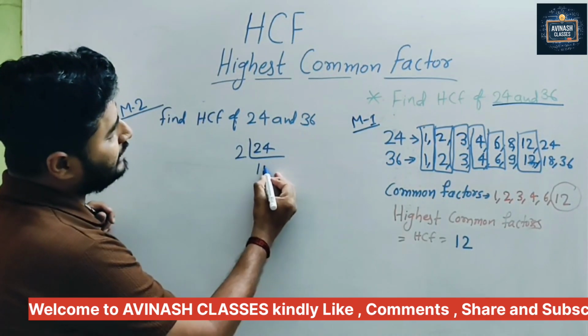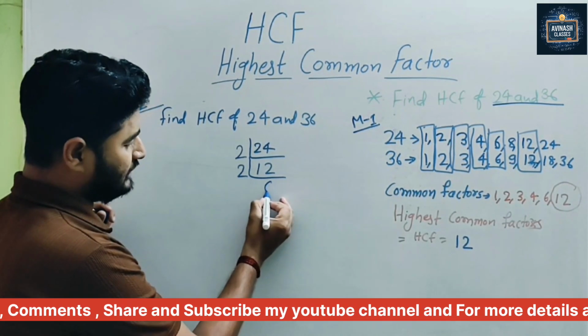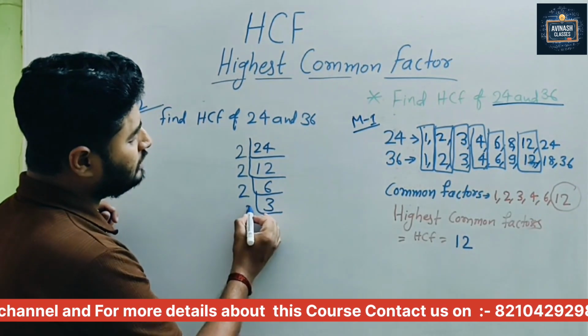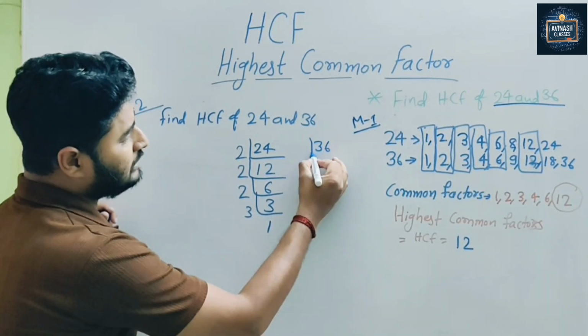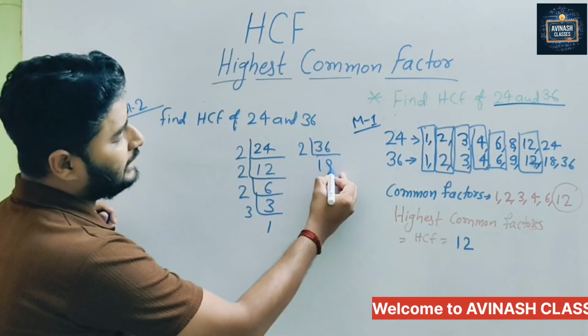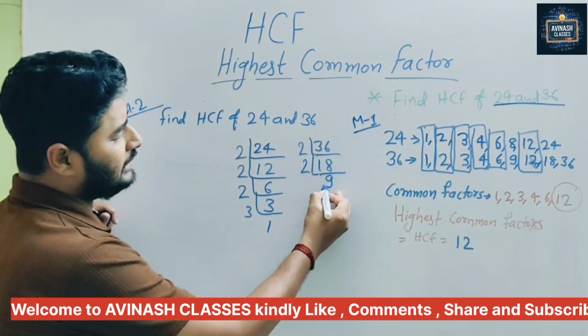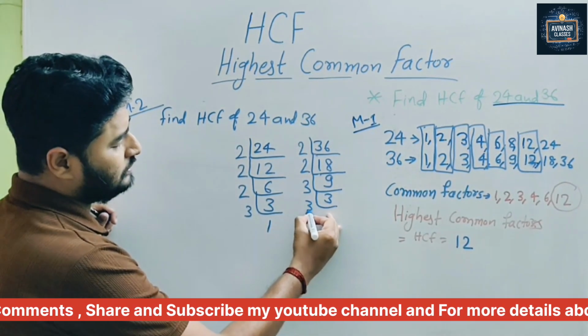How many times, sir? 12 times. So we write here 12. Now it goes in how many times? 6 times. Now how many times? 3 times. Now 3, 1 time. Same here, 36 we write here. How many times first we go? 18 times. We are dividing with 2. Nothing special. Now 9. Now 3, 3, 3, 1.